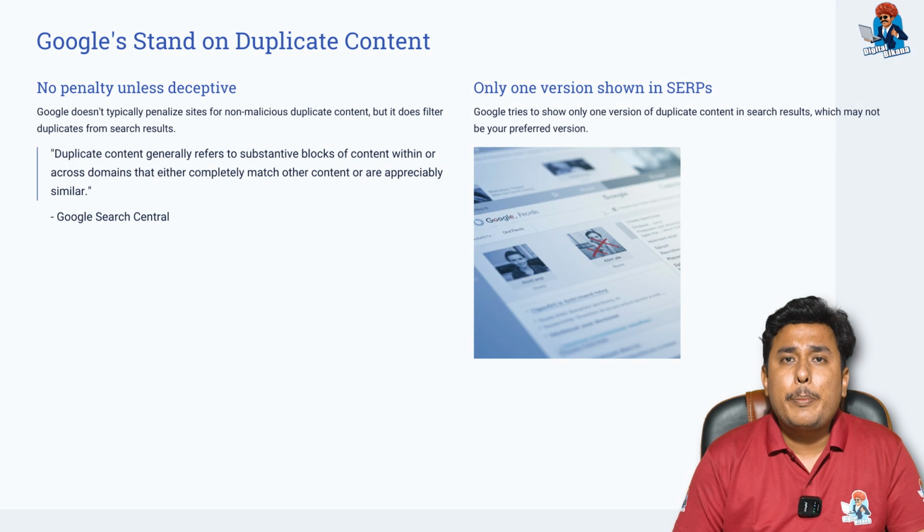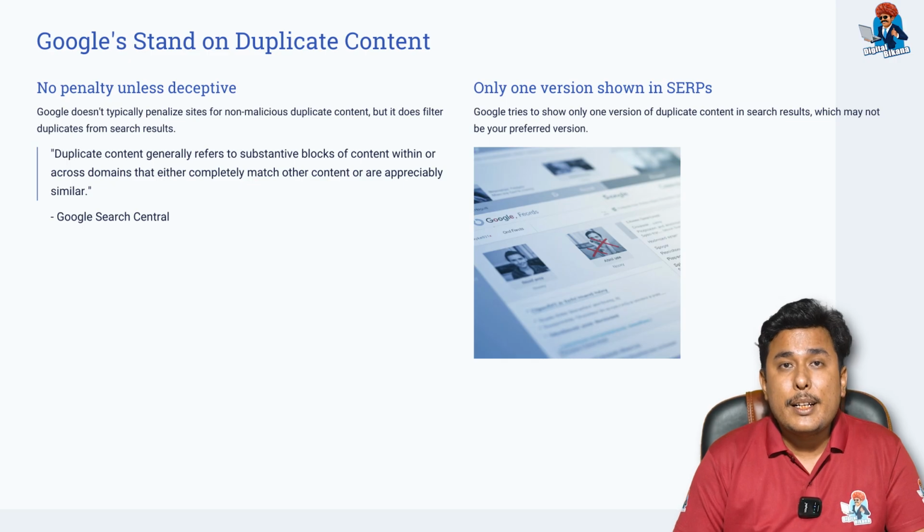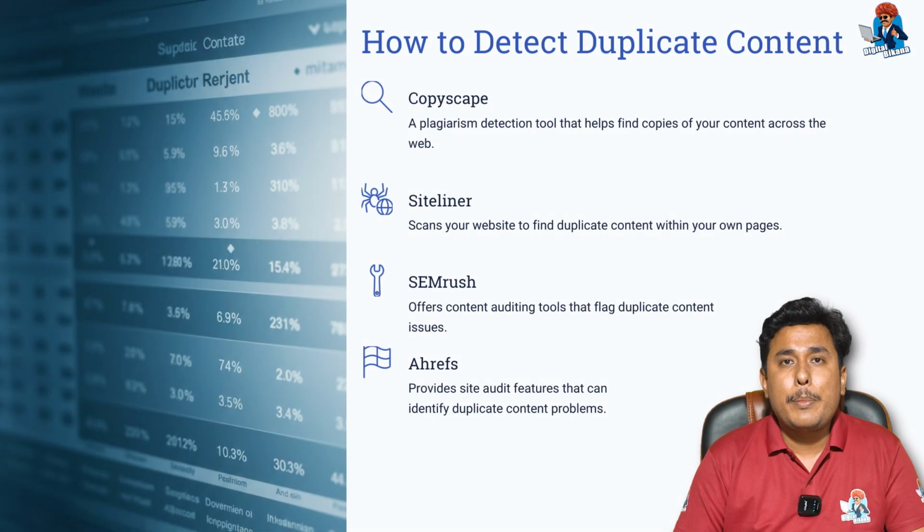Google doesn't usually penalize duplicate content unless it is intentionally deceptive, but it will filter out duplicates and show only one version, reducing visibility for others. Use tools like Copyscape, SiteLiner, SEMrush, or Ahrefs to scan your site for duplication. These tools compare your content against millions of web pages.